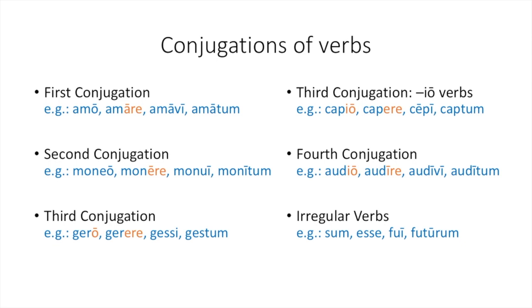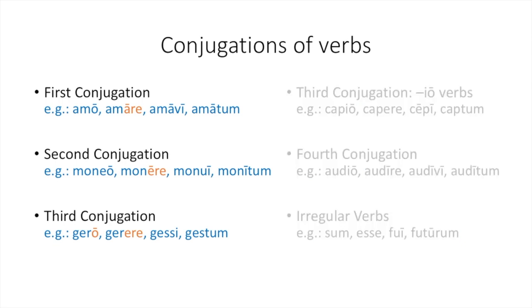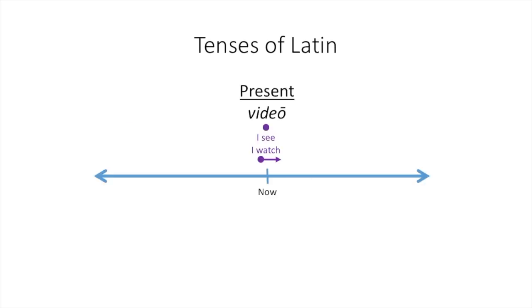Your other group of third conjugation verbs does not have that -io in the first principal part, so we are going to deal with them separately. You'll learn about third -io and fourth conjugation verbs in another chapter, and today we'll just talk about third conjugation verbs. So let's do that. Let's start with our present tense.